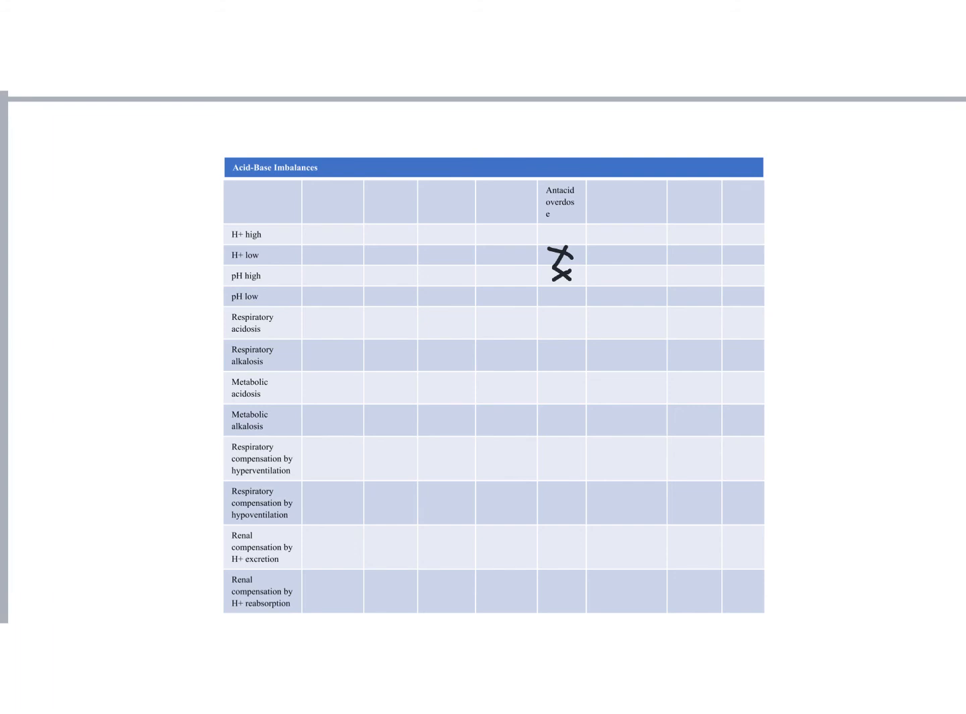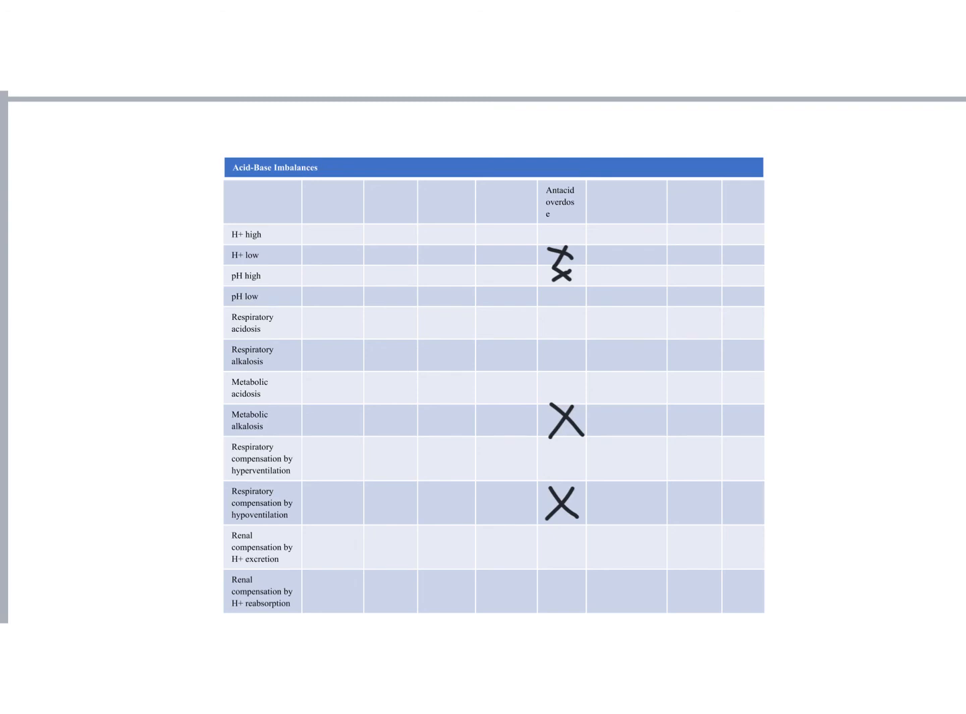Now, taking too many antacids, is that a respiratory breathing problem? No, it is a metabolic problem. This is going to be metabolic alkalosis. So if we have a metabolic alkalosis, the compensation is going to be using the respiratory system. So if we need to lower our pH, how do we do it using our breathing? By hypoventilation. Because whenever we hypoventilate, we're going to increase our carbon dioxide levels. And whenever we increase our carbon dioxide levels, then we lower our pH.